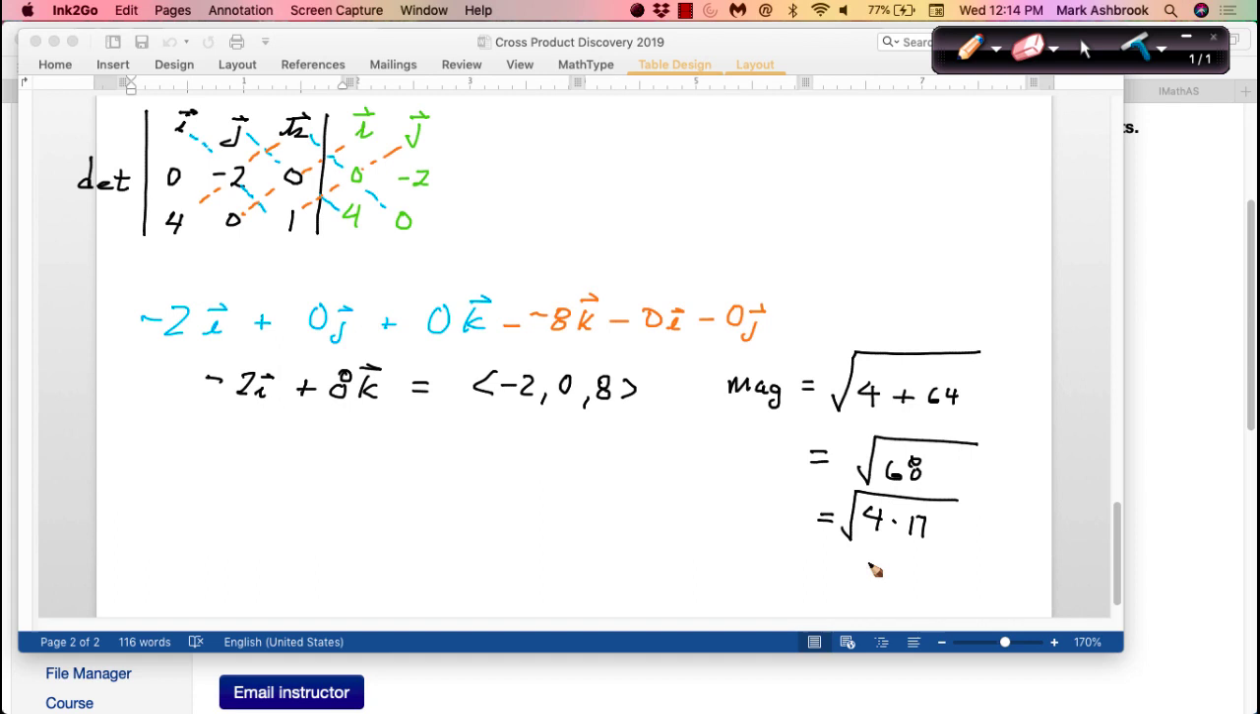So therefore, I'm getting 2 square root of 17. Is that what we said the magnitude was? Product of the magnitudes of the original vectors, because they started out orthogonal. Okay? And then what about the direction? Remember what our direction was?